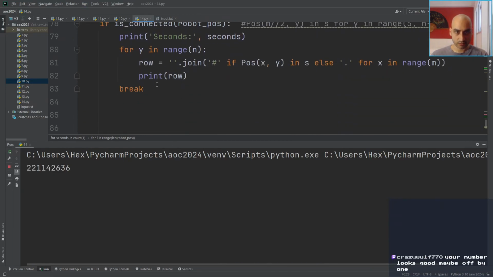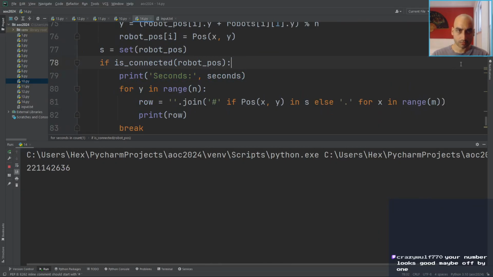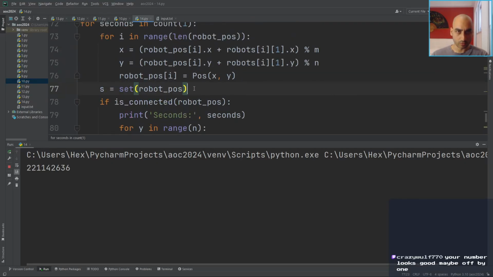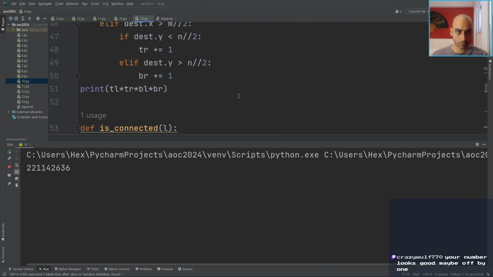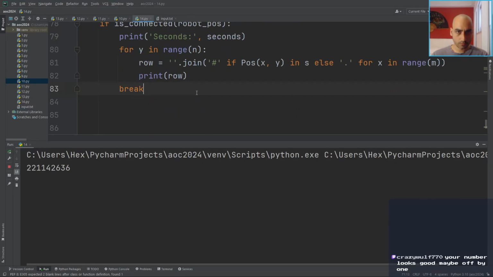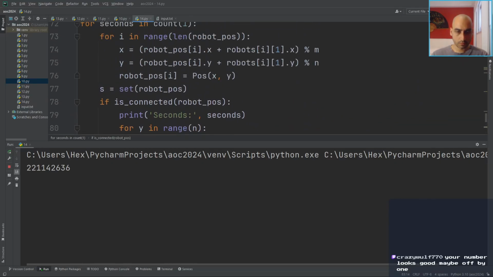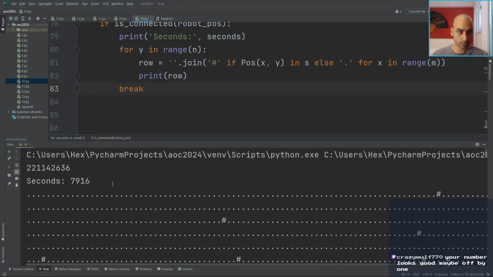Make sure that this... I didn't actually change anything, did I? Run it one more time so we see. Yeah, so my count was starting from 0. So it should be 7916, yeah.